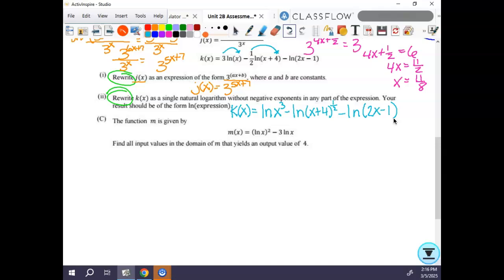Now we are ready to combine. So k of x is equal to natural log of some sort of fraction. If the log is positive, which this is the only one that's positive, then the argument goes in the numerator. If it is negative, like this one, the argument goes in the denominator. And then this one's negative, so this argument also goes in the denominator.